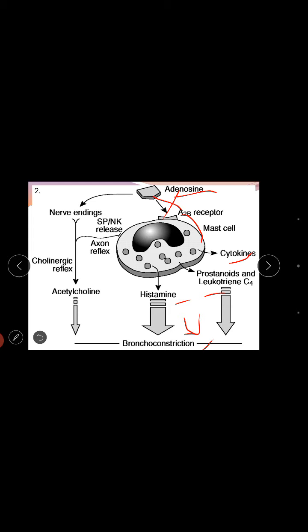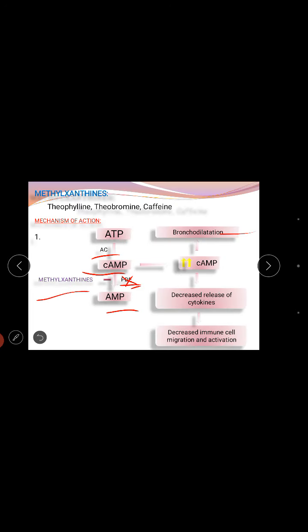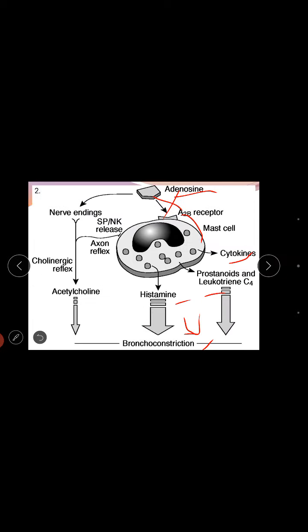These are the three mechanisms. You don't need to go with these diagrams; you can write it in a sentence. One is blockade of adenosine receptors and release of calcium from sarcoplasmic reticulum, especially in cardiac and skeletal muscle. And also inhibition of phosphodiesterase enzyme, that in turn increases cyclic AMP level. Okay, these are the three mechanisms.